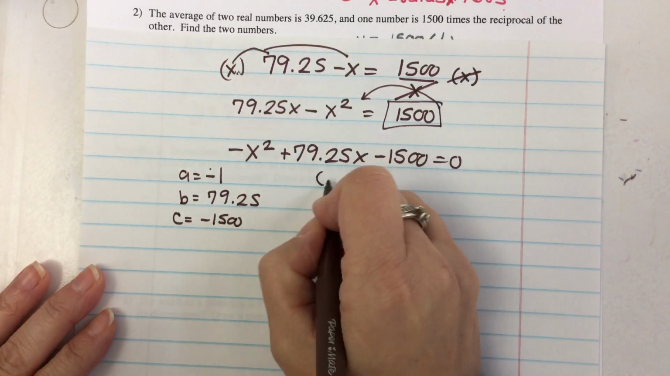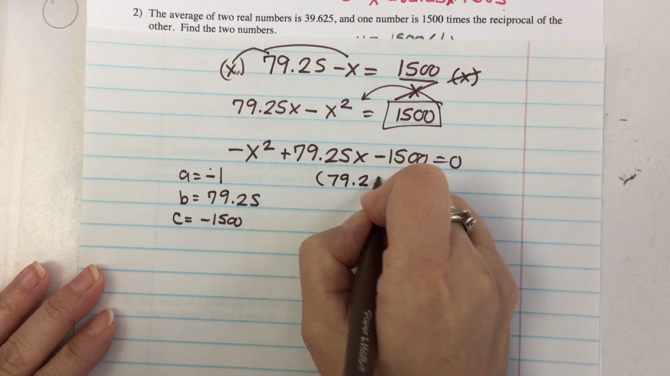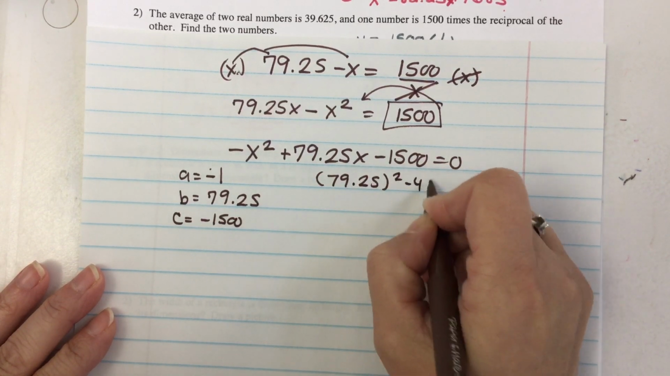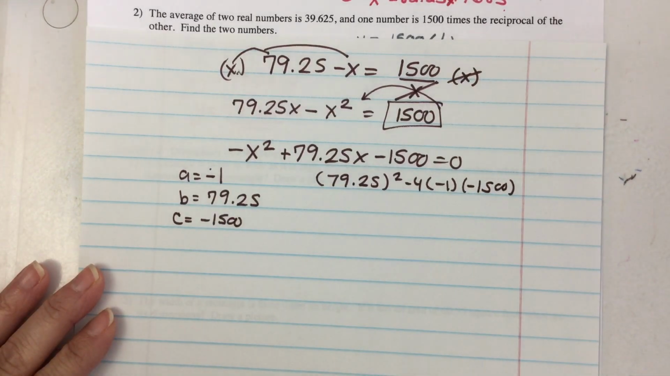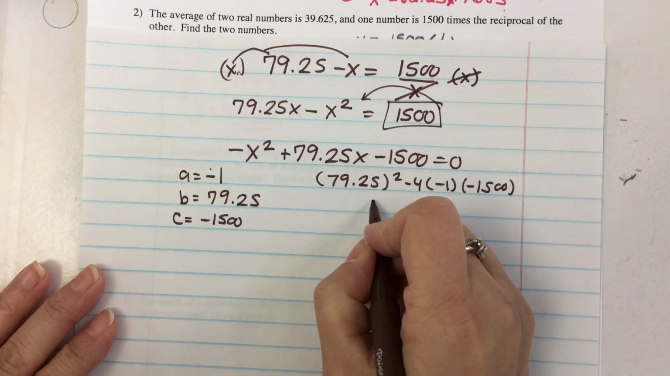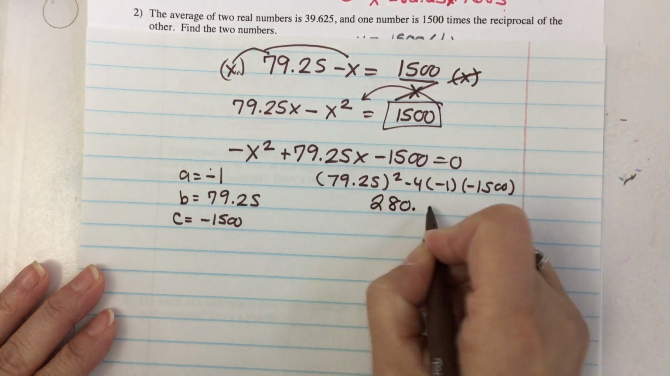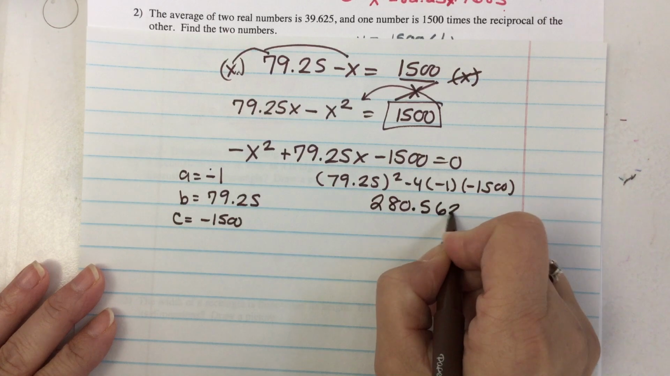I personally think it's easier to go ahead and find the discriminant first. B squared minus 4 times A times C. So if I have 79.25 squared minus 4 times negative 1 times negative 1500, I put it all in my calculator at one time, and I have 280.5625.